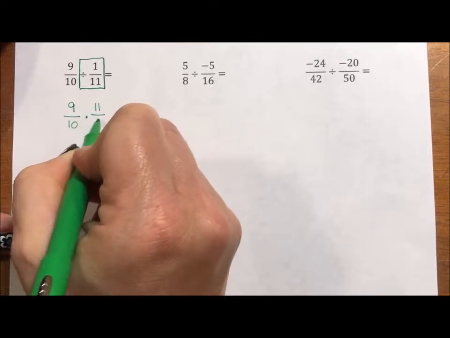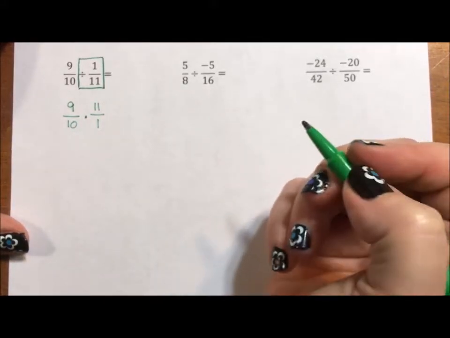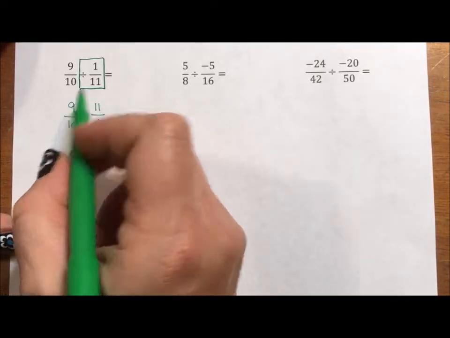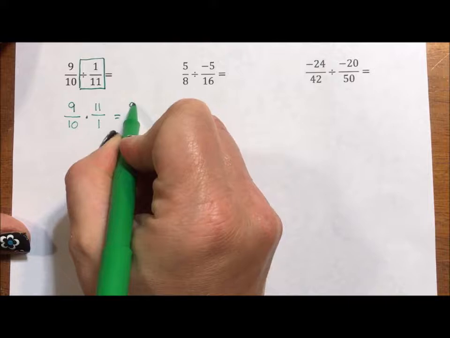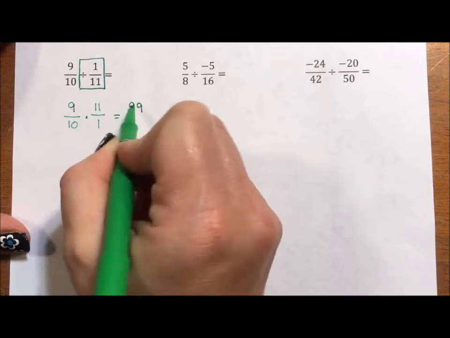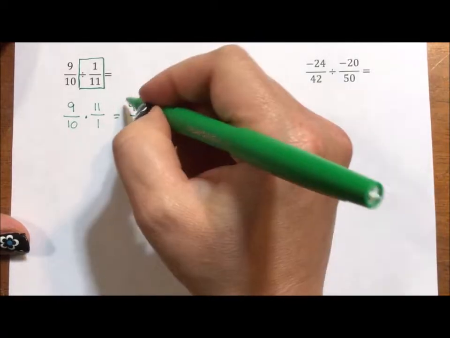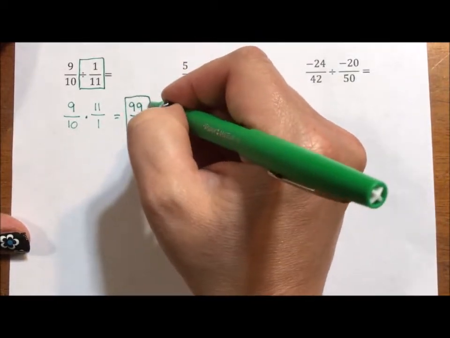And I'm going to leave it over 1 because it's easier to multiply as a fraction than as a fraction with an integer. Now, I'm going to multiply this over and I'm going to get 99. 9 times 11 is 99 over 10 times 1, which is 10. Personally, I very much enjoy this answer.